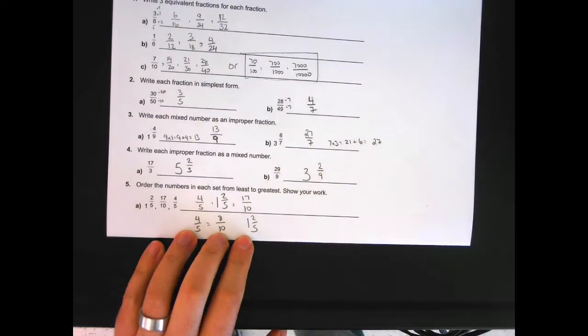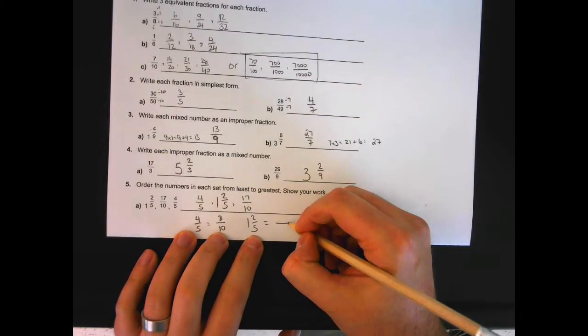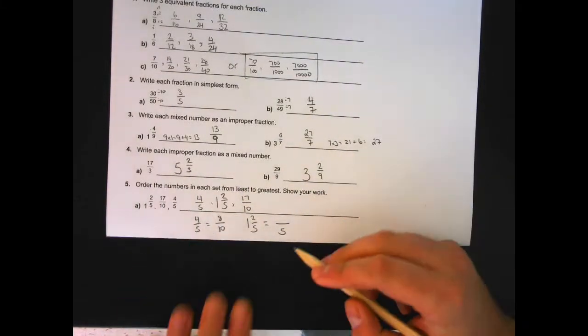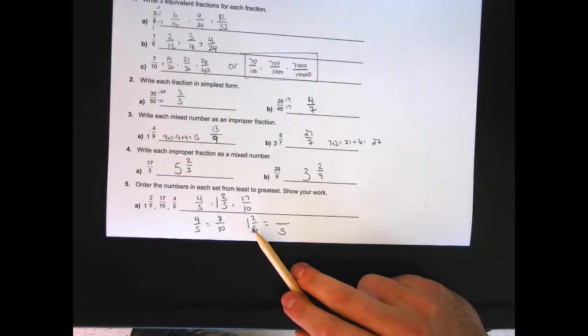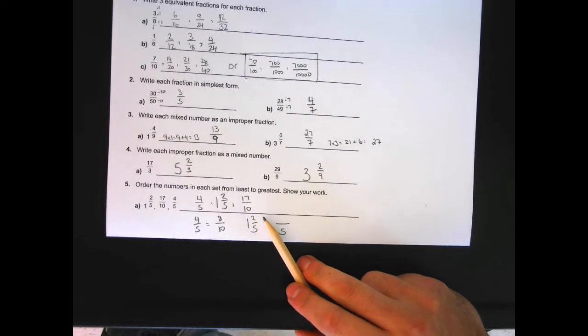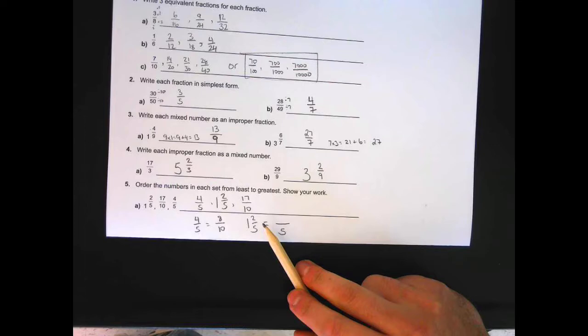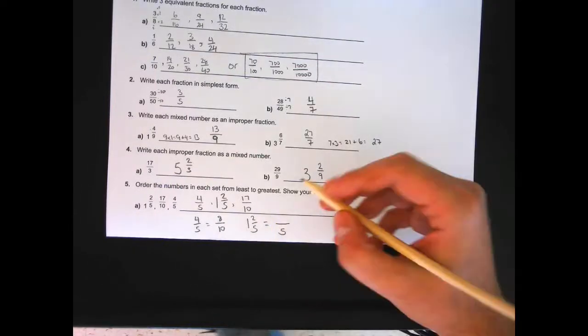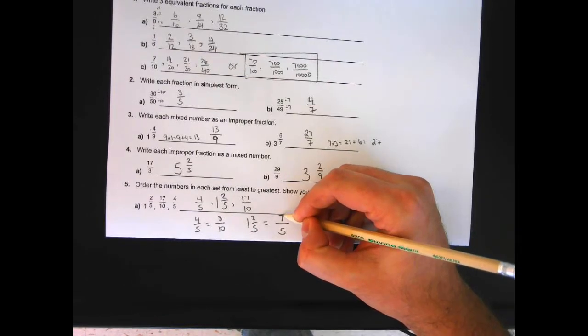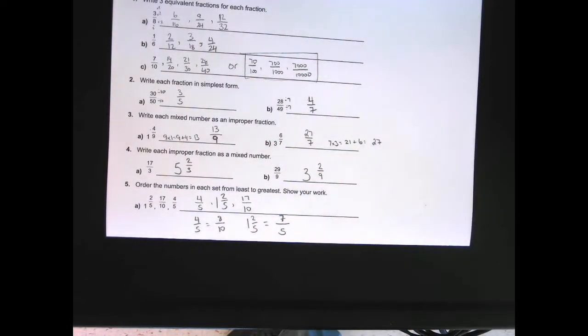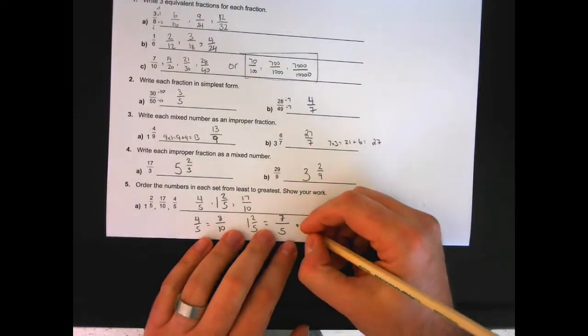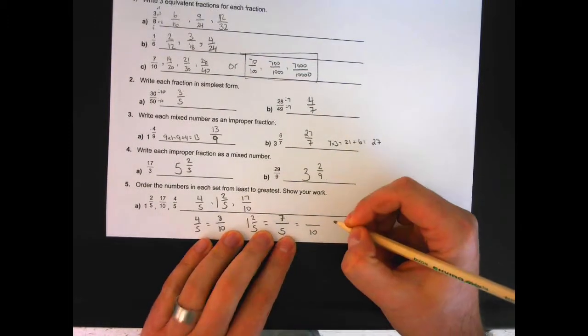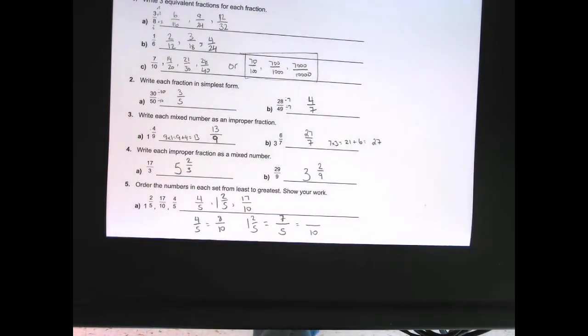1 and 2 fifths. If I had to make this an improper fraction, remember you take the denominator multiplied by the whole number plus the numerator. 5 times 1 plus 2, 7. So now you have 7 fifths. And you need to make it out of 10. What's my numerator then? If it's 7 fifths, turning into tenths would be 14.